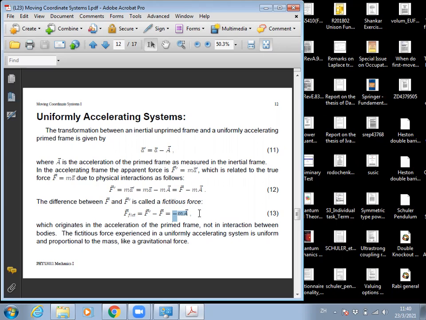Okay. Now this fictitious force behaves very much like an external gravitational force close to the Earth's surface, because it is constant in magnitude and also uniform in direction. Right.